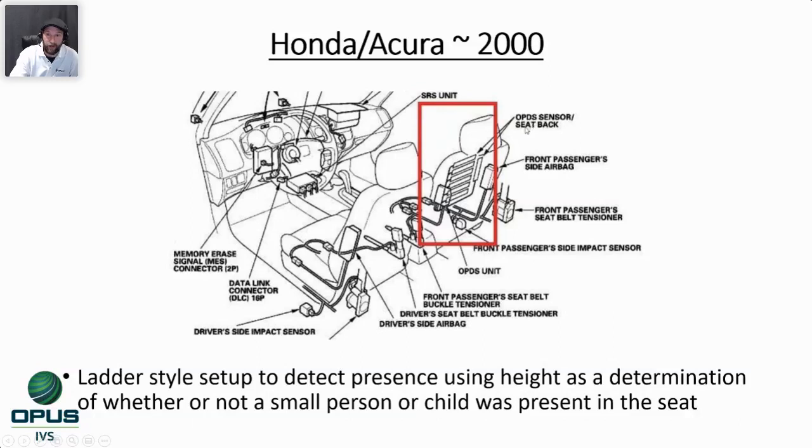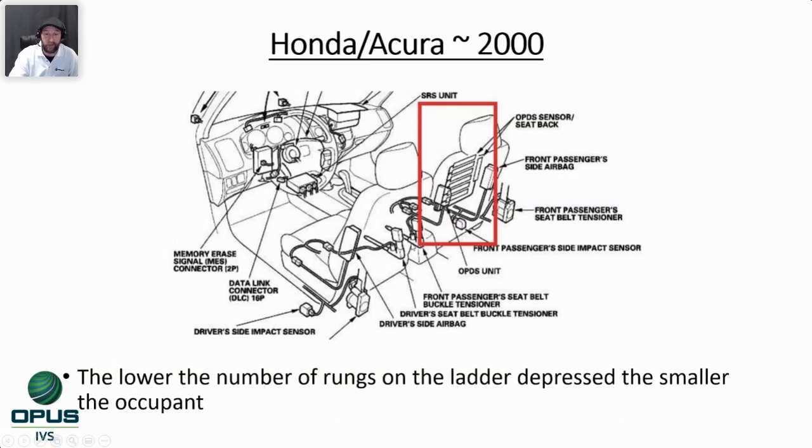Lots of different components on here. We had an OPDS sensor up here in the seat back. We had our front passenger side airbag. We had our seatbelt tensioners, like we had right away, in the later versions. You guys are all, I'm sure, used to seeing them. We had our seatbelt buckle tensioners. We had our side impact sensors. But we have a system here, though, that was pretty basic.